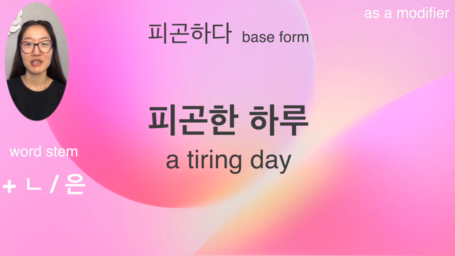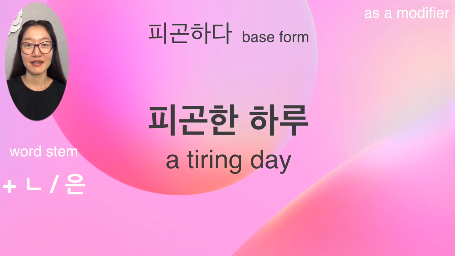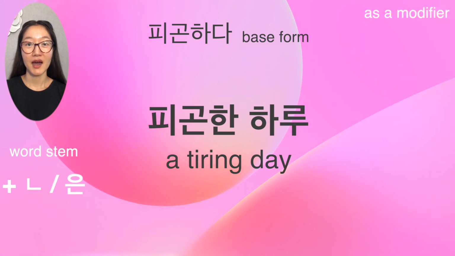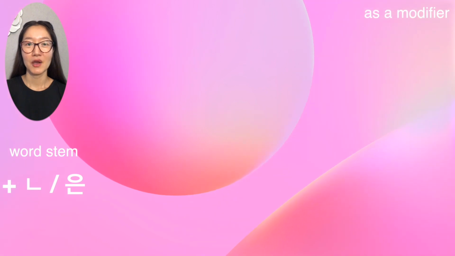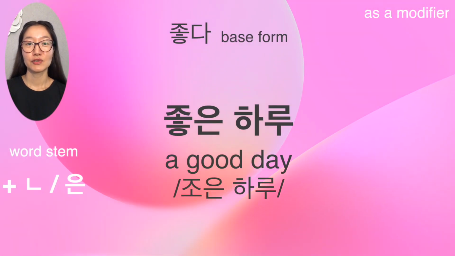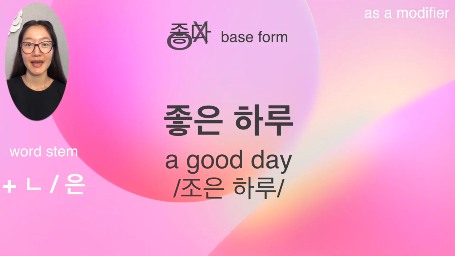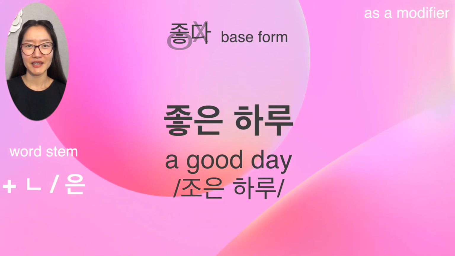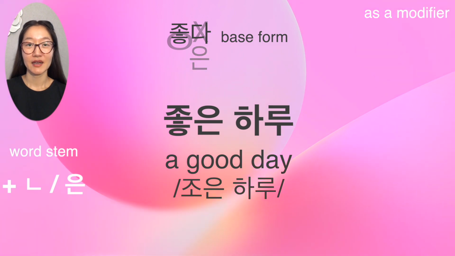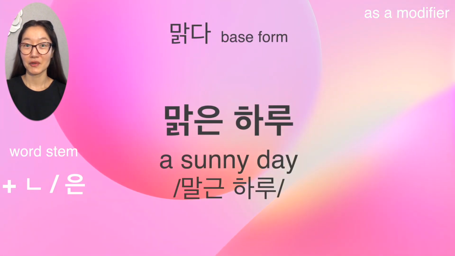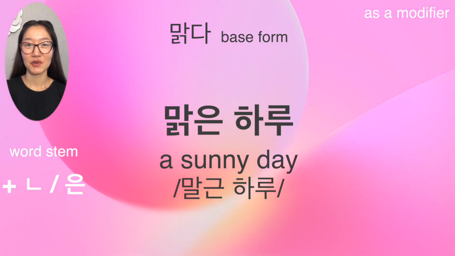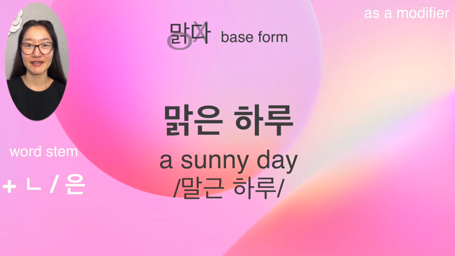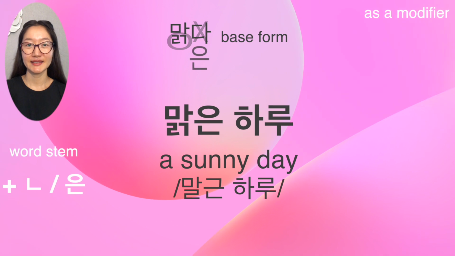What about a tiring day? 피곤하다 is the base form. 피곤하 ends in a vowel sound, so add 니은. 피곤한 하루. What about a good day? Good, 좋다, the base form. 좋 has the final consonant, so we add 은. 좋은 하루. What about a sunny day? Sunny, 맑다 is the base form. So remove 다. 맑 has 리을 기역, the last consonant, so we add 은. 맑은 하루, a sunny day.